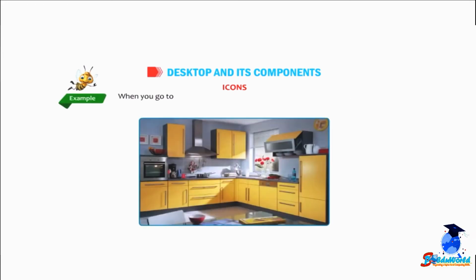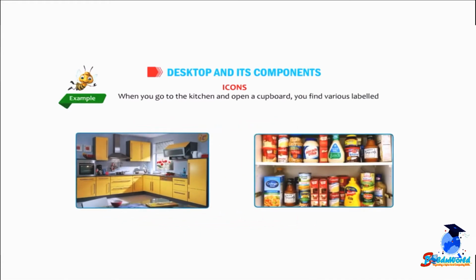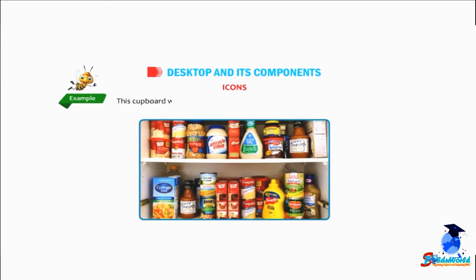Example: when you go to the kitchen and open a cupboard, you find various labeled boxes containing different items. This cupboard works like Windows and the labeled boxes work like icons.